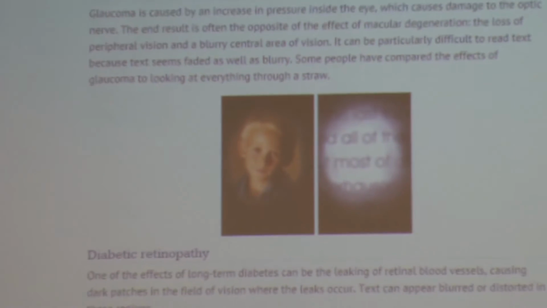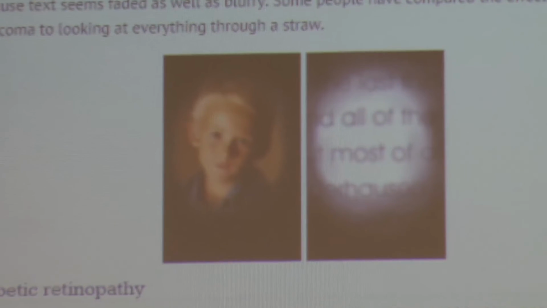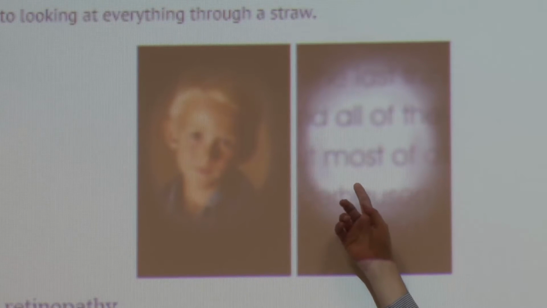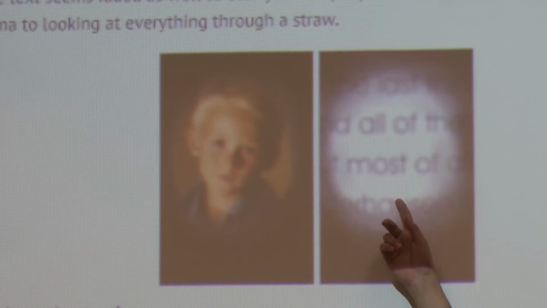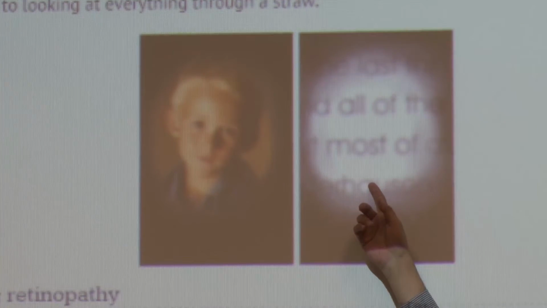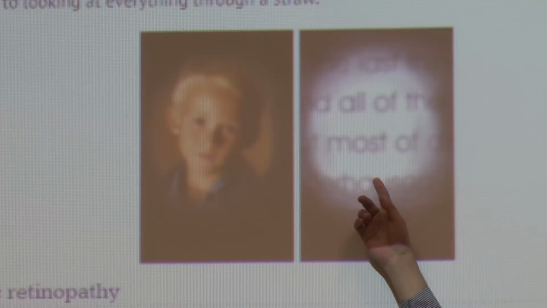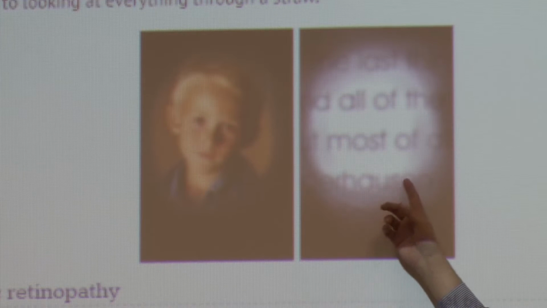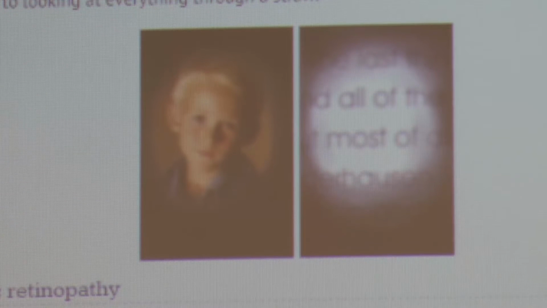Glaucoma. Anybody know anybody who's had glaucoma? Yeah. This text is actually black on white. White background, black text. That is one of the most contrasting environments you can have. And this is what it looks like to try to see that text. It's very difficult.